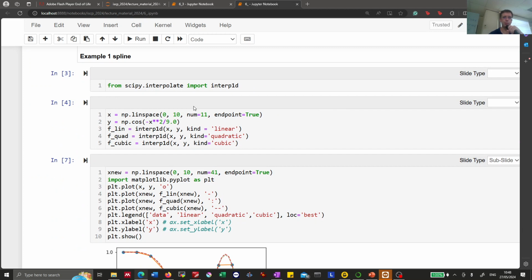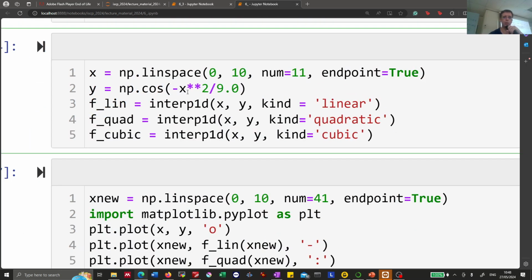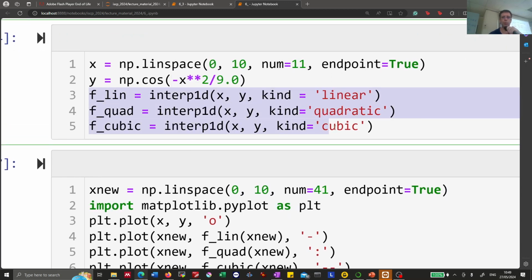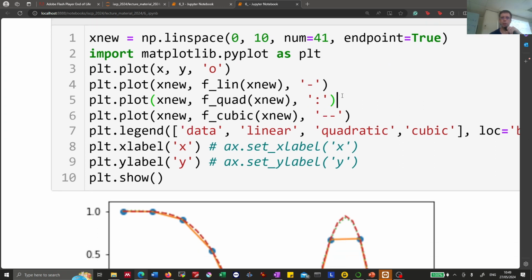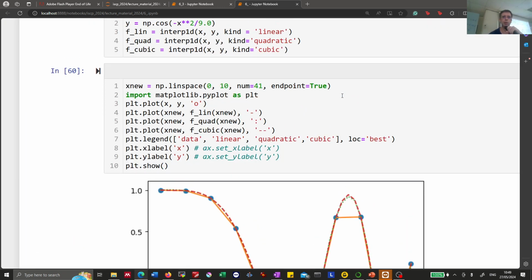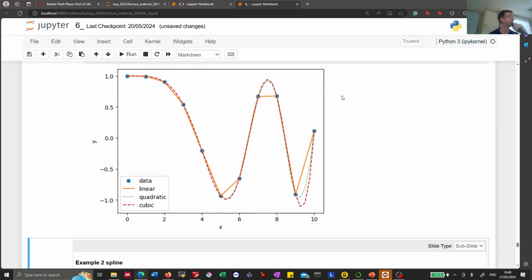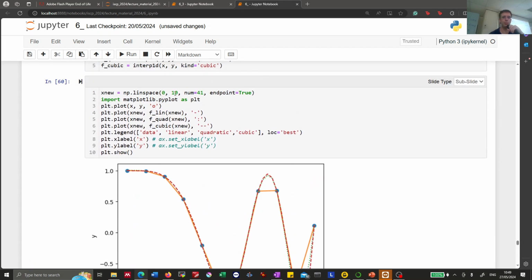Now, examples. We interpolate the function. We define an x and y array. Here, the cosine of the square of x. That will be interesting. And then we perform three different interpolations based on a linear, quadratic, and cubic spline. And then we plot. So first of all, this is a very interesting function, no? Let's see. Endpoint, let's say 20.